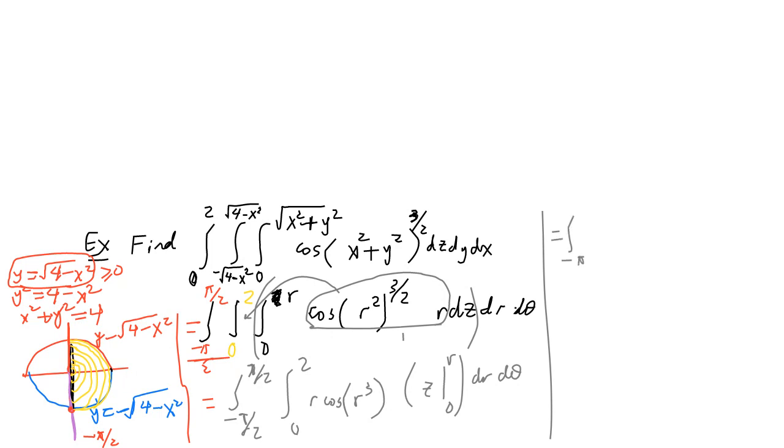From minus pi over 2 to pi over 2, from 0 to 2, r squared cosine r cubed, dr d theta. So integration by substitution. There's a multiplication between these functions, so either by substitution or by parts. When you look inside this one, the derivative is what? 3r squared. R squared is here. So integration by substitution.